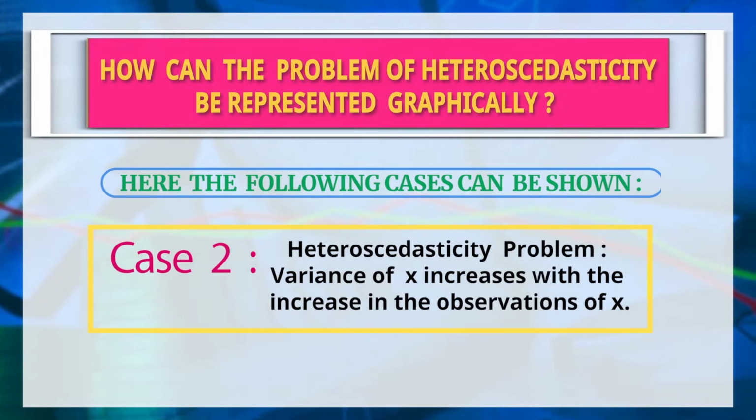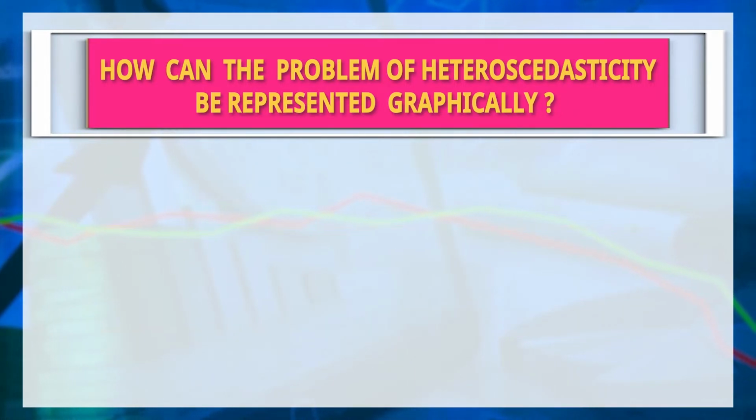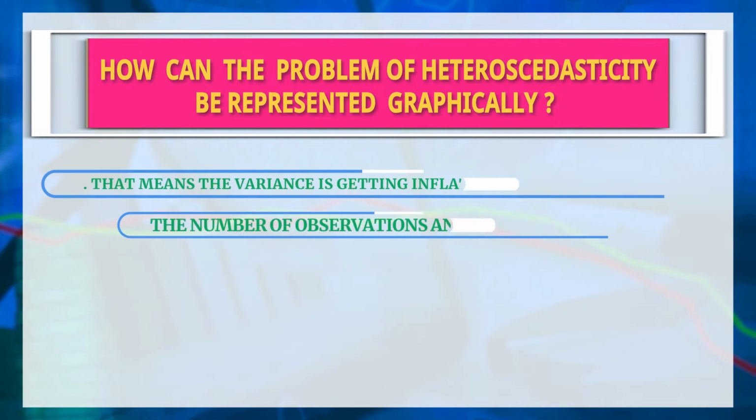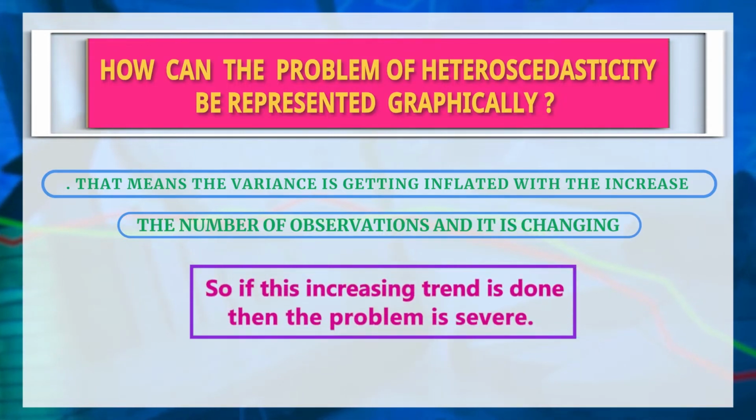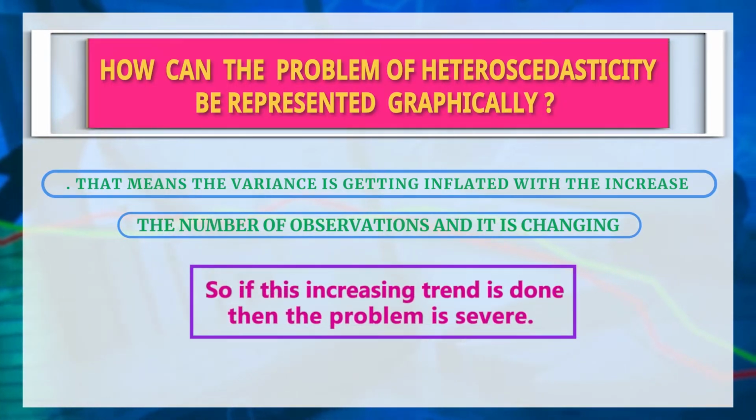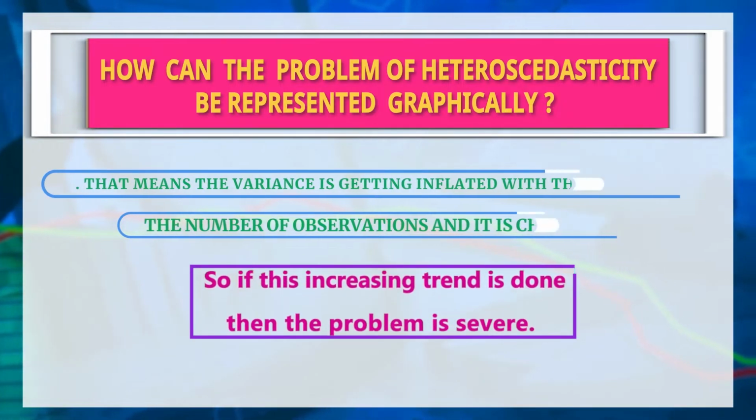So initially, suppose the number of observations is 50, we have a variance of sigma I square. But after that, as I increase the number of observations to 80, the variance is on the rise. That means the variance is getting inflated with the increase in the number of observations, and it is changing. So if this increasing trend is seen, then the problem is severe.